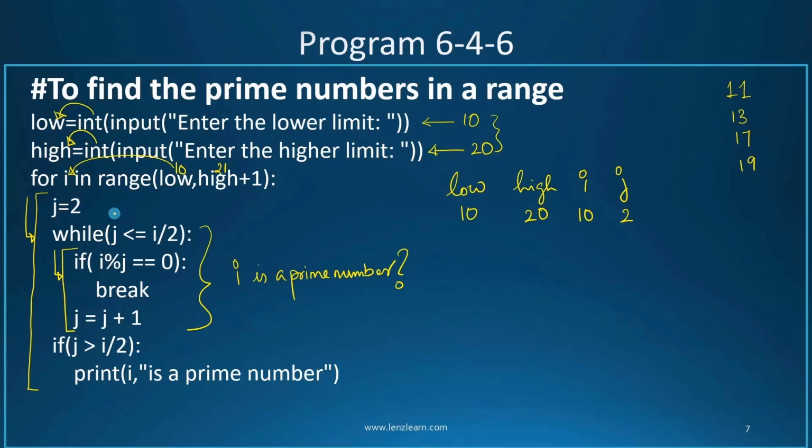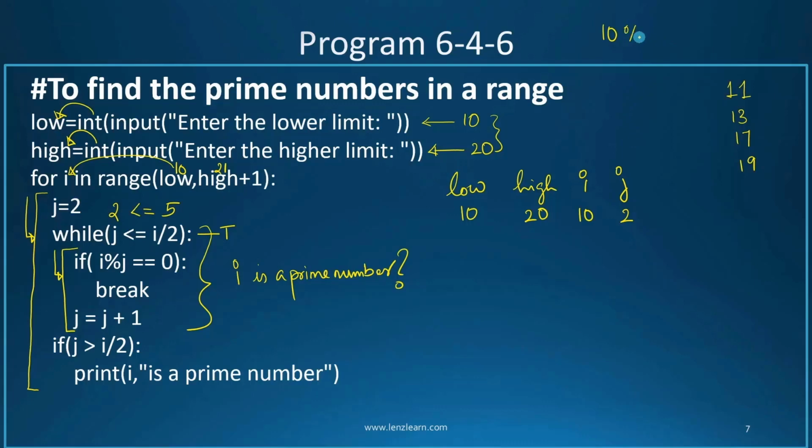Now I will check whether j, that is 2, is less than or equal to i by 2. The value of i is 10, so i by 2 is 5. Now you can see this statement evaluates to true. I will come inside. Next I am trying to find whether j is a factor of i. The value of i is 10 and I am trying to find out whether j, that is 2, is a factor of 10.